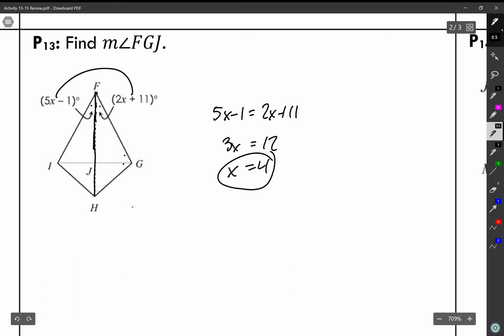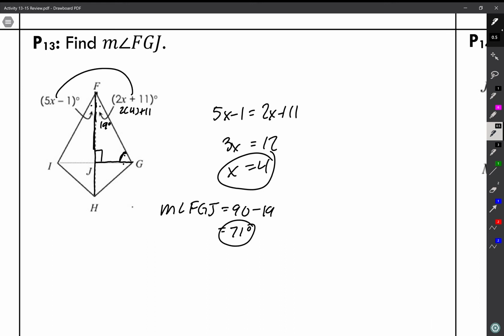Now we want to find FGJ. Okay, which is this angle right here, so I'm trying to find that angle. Notice I just have a little triangle right here with a right angle in there, okay? So if I plug in to find this angle, let's do that first. 2 times 4 plus 11, 8 plus 11, that's 19 degrees, okay? I can just subtract 19 from 90 to find the angle I'm trying to find. So the measure of angle FGJ is equal to 90 minus 19, which is 71 degrees.